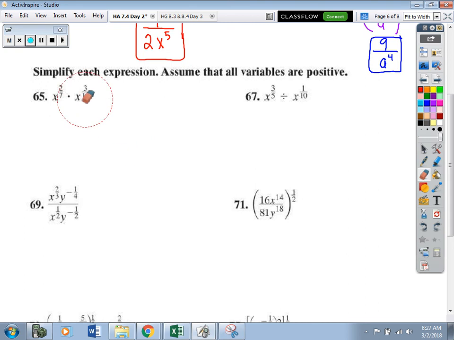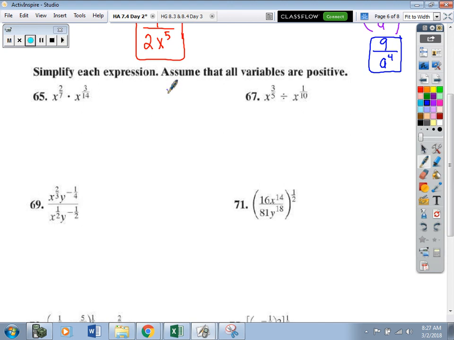These are x's and x's. What can we do with the exponents if we're multiplying terms with a common base? Do I add them, multiply, subtract them? What do I do with the exponents? Since these are the same bases. Garrett? Nope.